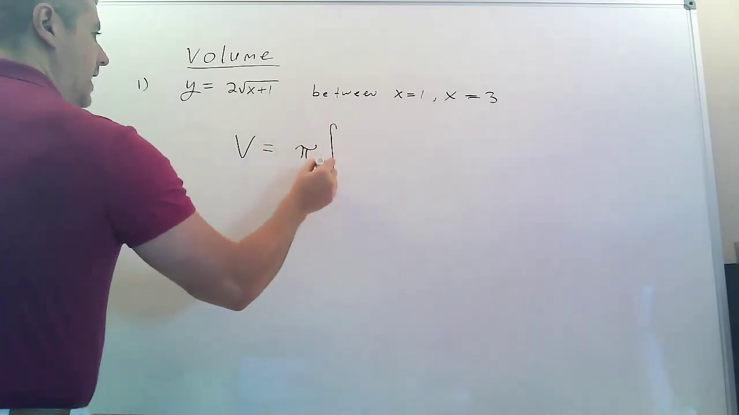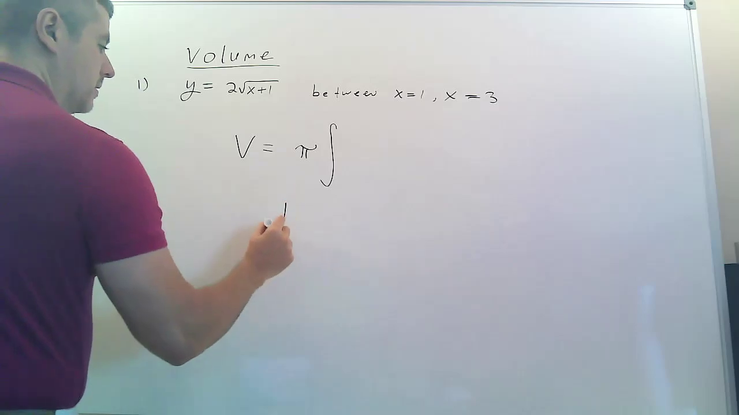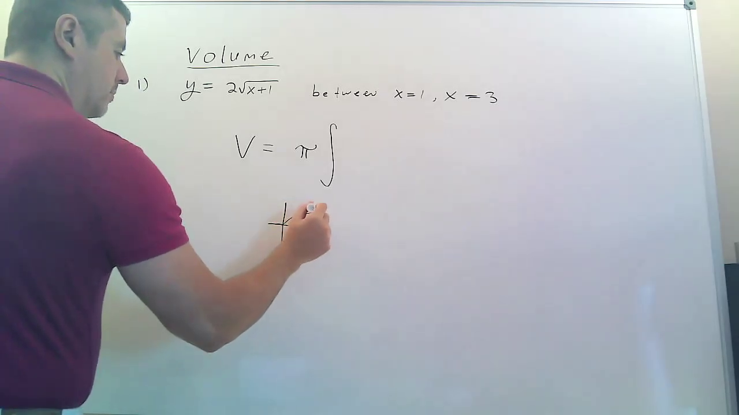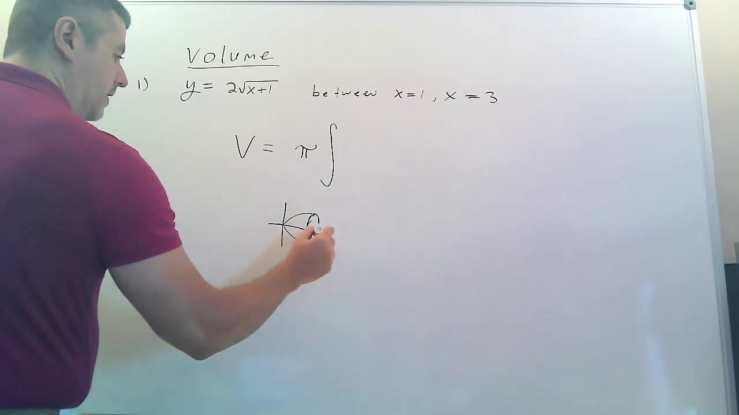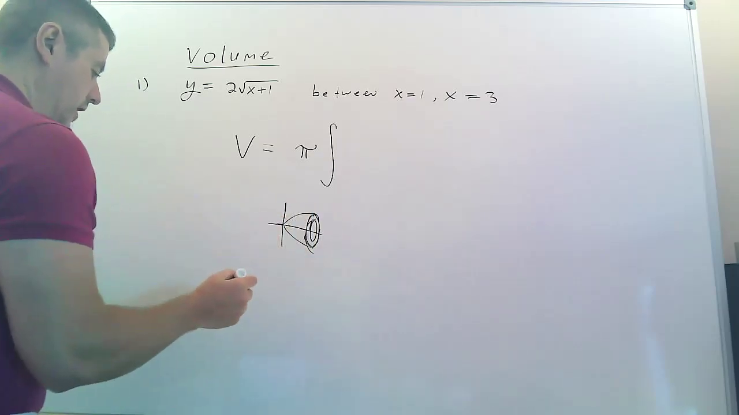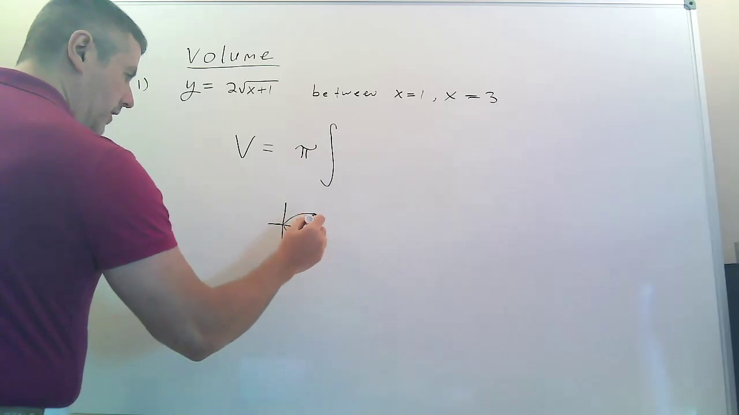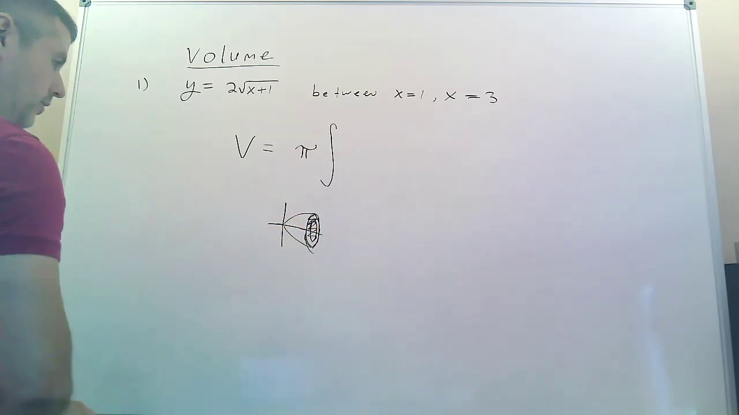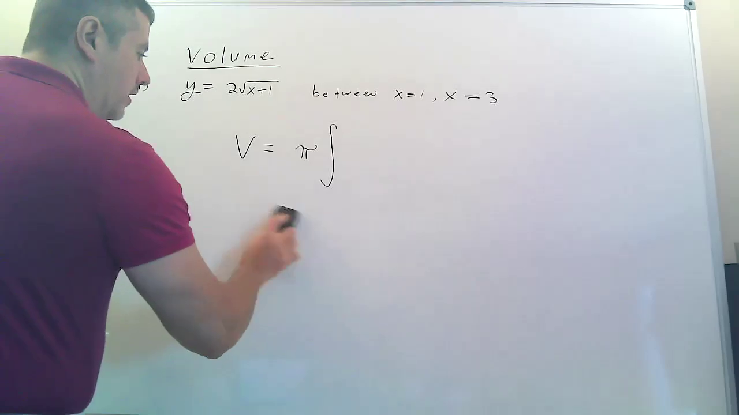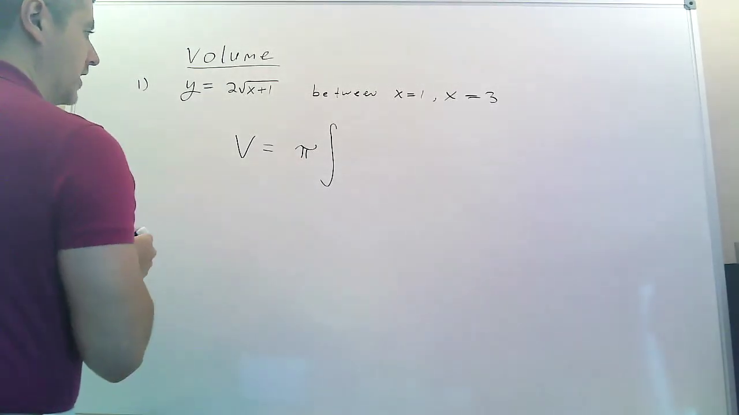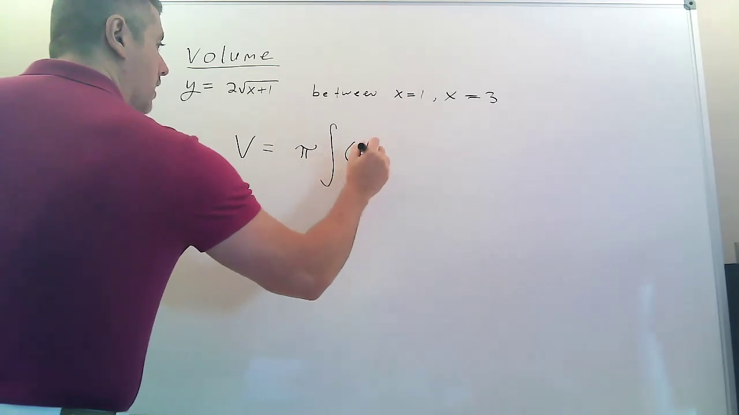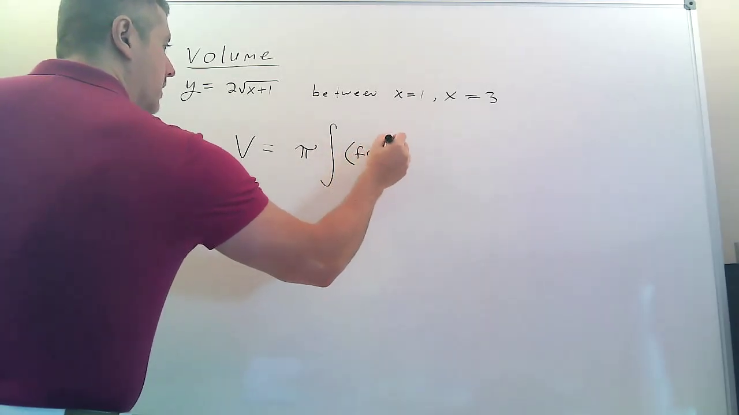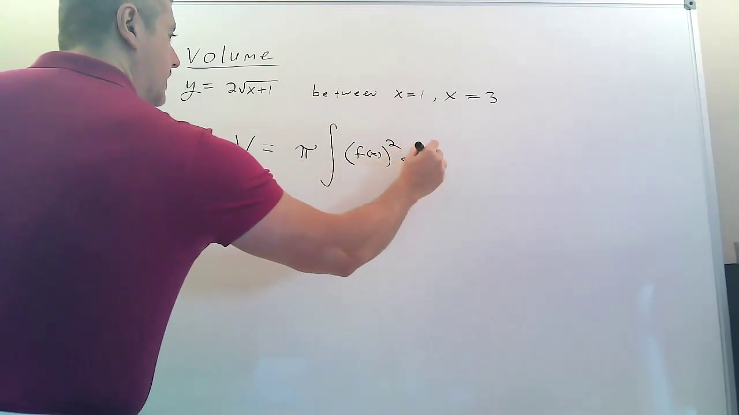Remember, as you take a shape and you start spinning it, you have a shape and you spin it around. It creates this solid thing that has little circles in it. Not a donut, but it's solid. So you have little areas there of circles. This is why the pi is there, and it's pi r squared. And r in this case is the function. Don't forget your little dx.